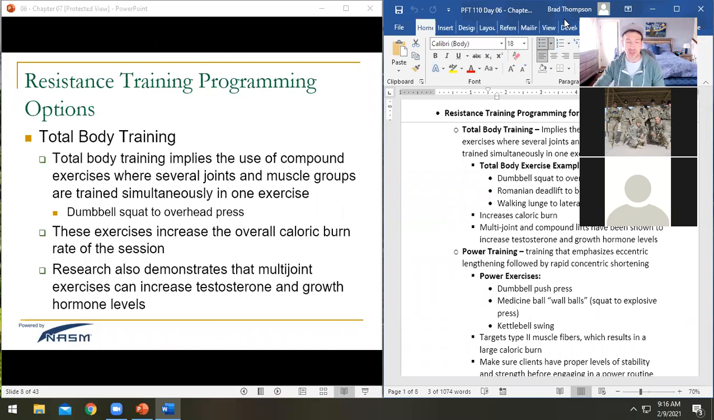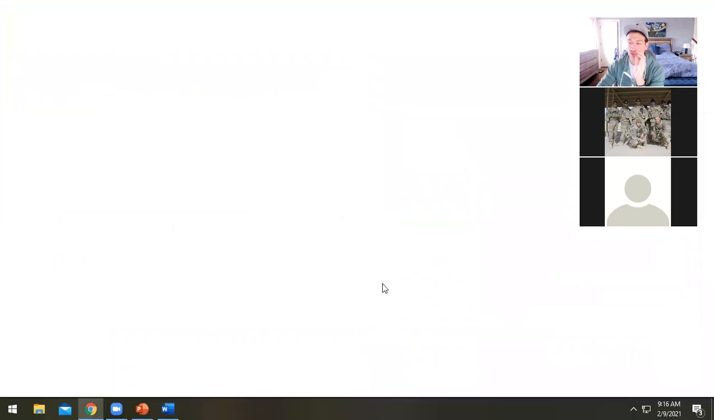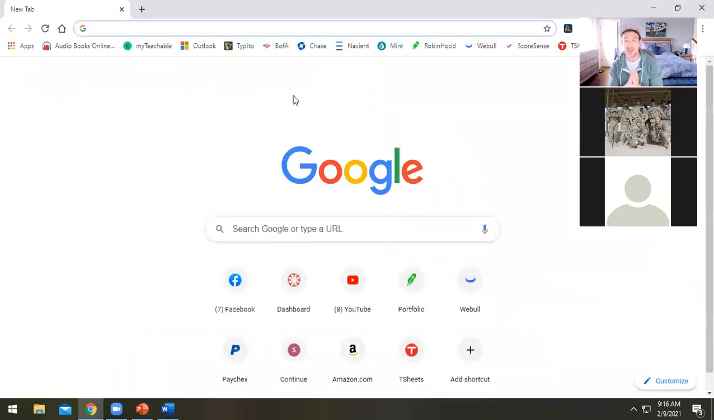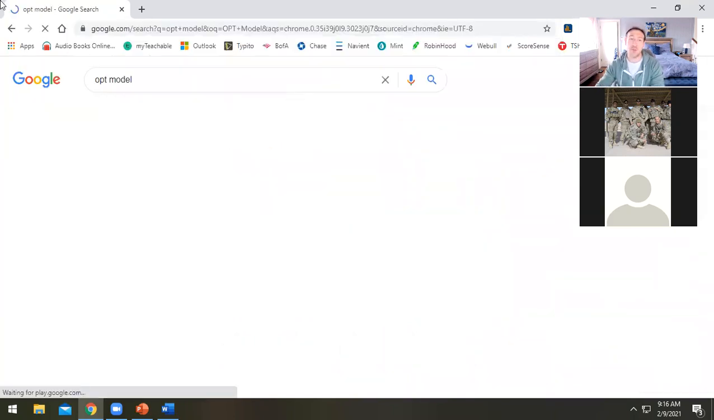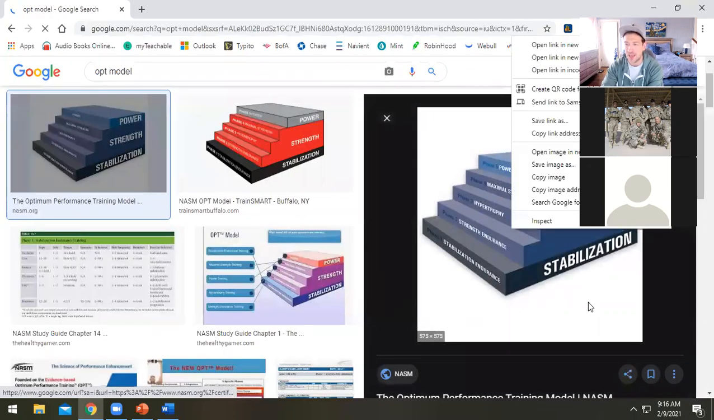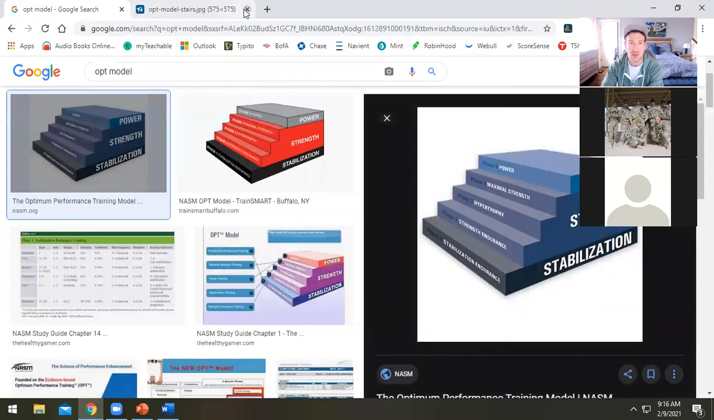Okay. So before we do, I do want to take just a second to introduce some of you guys. Charlie, I know you've seen this, but for those of you who are brand new, we got to introduce you to NASM's OPT model. This is something we're going to be looking at over the next coming days here in class. We're going to break this down and make it really clear.